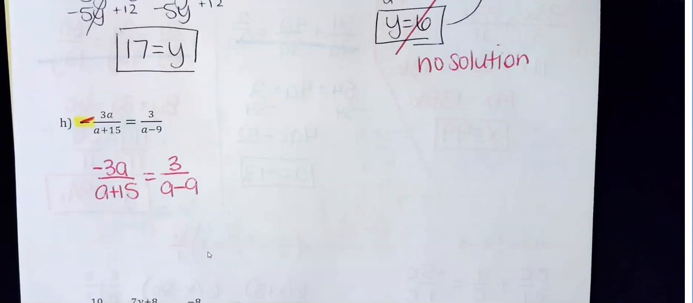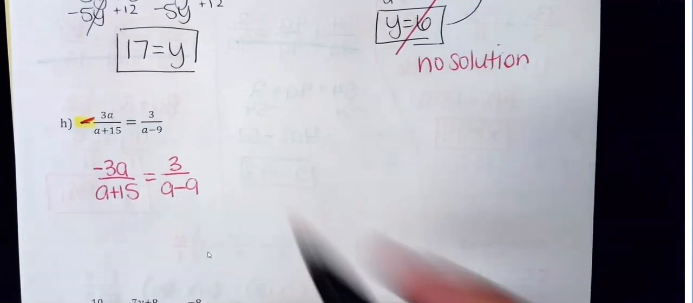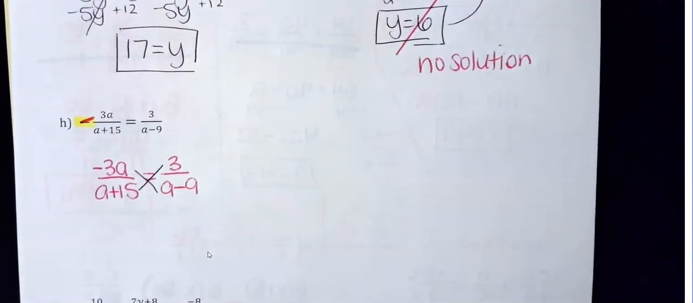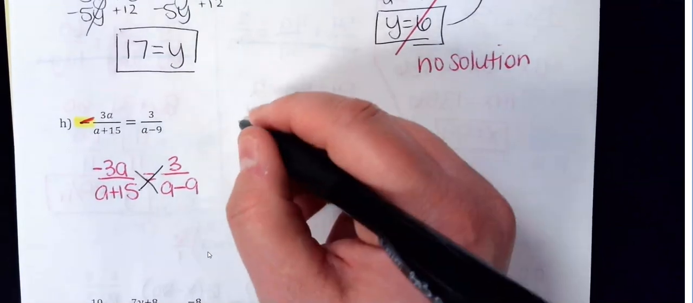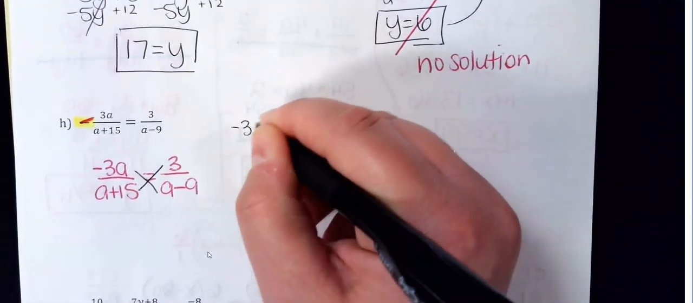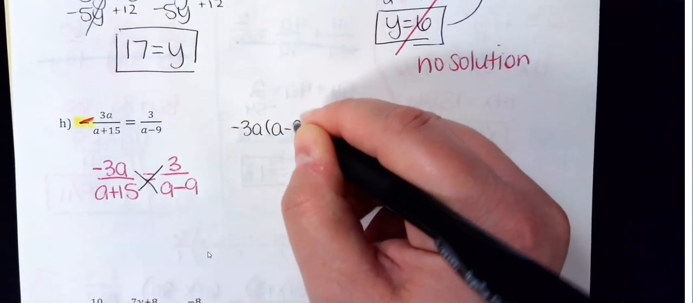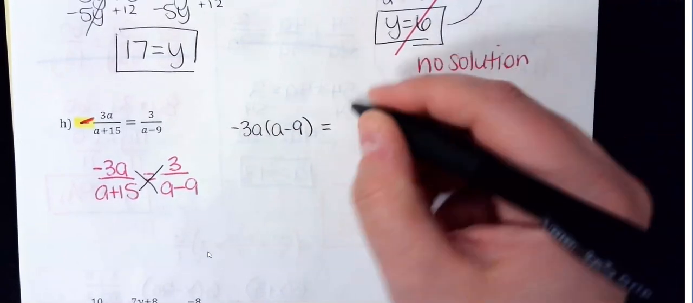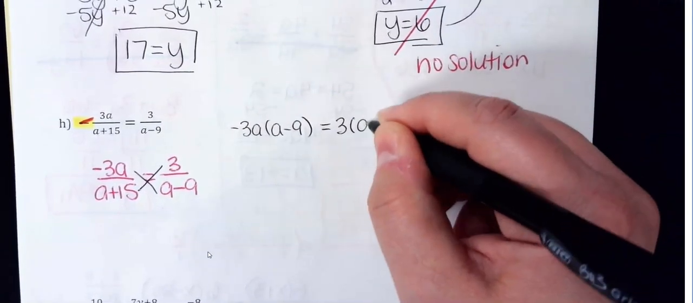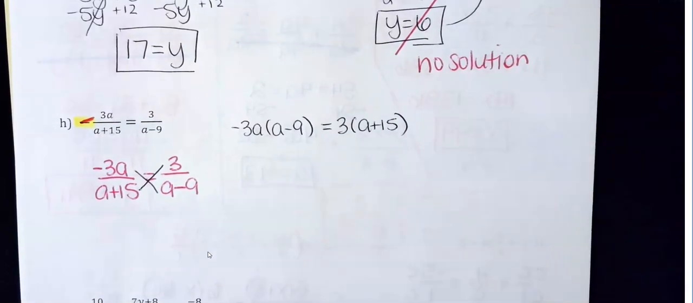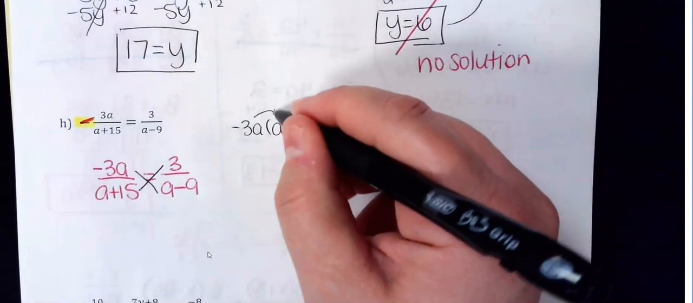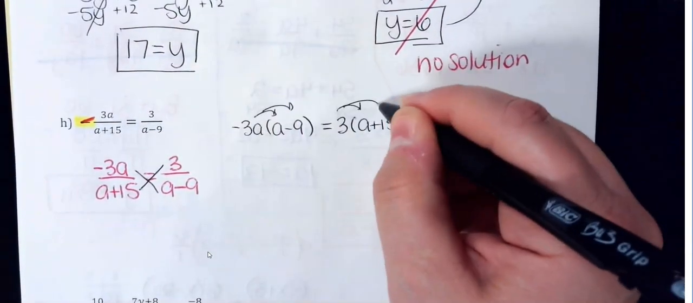Now, honestly, common denominator here, if I got that between the two, it would be the same amount of work as just cross multiplying this as a normal proportion. So I'm just going to go ahead and do that real quick. So we're going to have negative 3a times a minus 9, one of the cross products. The other one, you're going to have 3 times a plus 15. This is going to end up being a quadratic, but don't worry. It's going to be factorable.